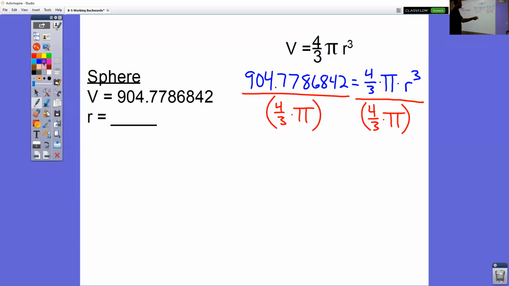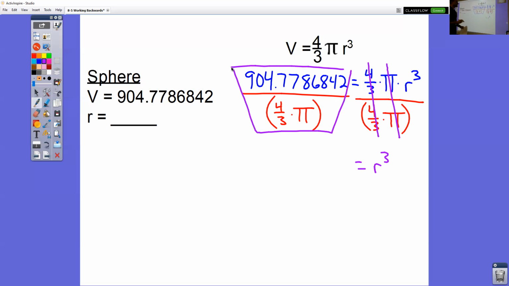So once we divide, these will cancel out and these will cancel out. All that we're left with on the right-hand side is the letter that we're looking for, that r cubed. You need to type this directly into the calculator exactly how it says. 904.7786842 divided by parentheses 4 divided by 3, times pi, close your parentheses. When you do that, you get 216.